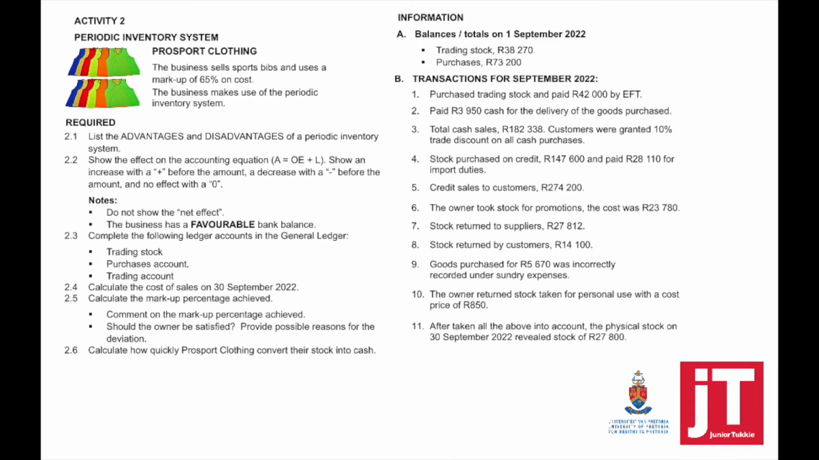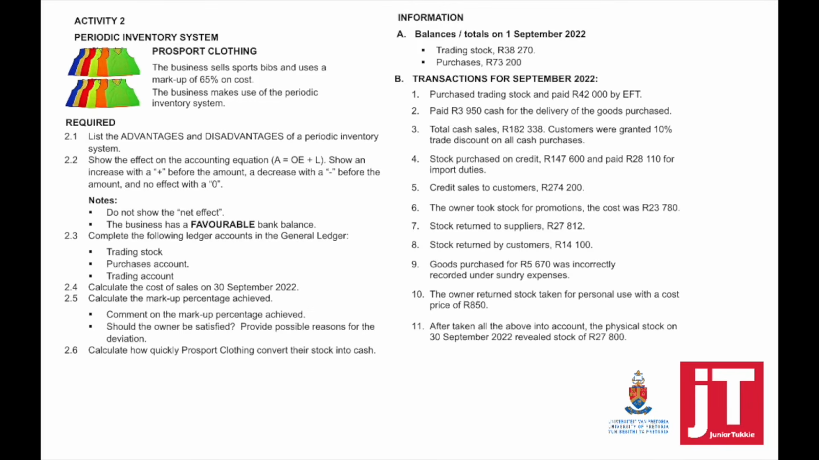If you remember back in Activity 1, the focus was on a perpetual inventory system where you needed to list the advantages and disadvantages using that type of inventory system. Now you will see it will be similar types of questions, but it will be based on the periodic inventory system.